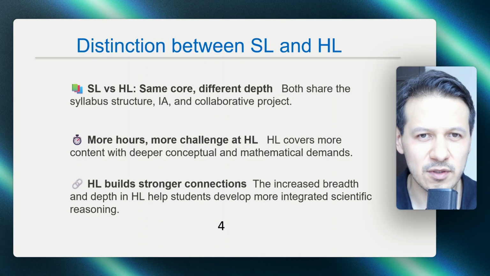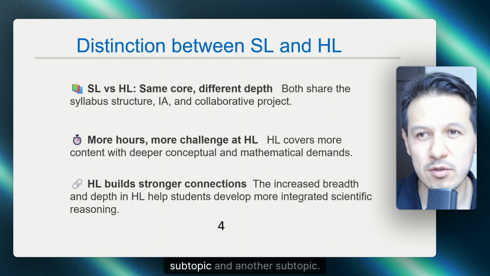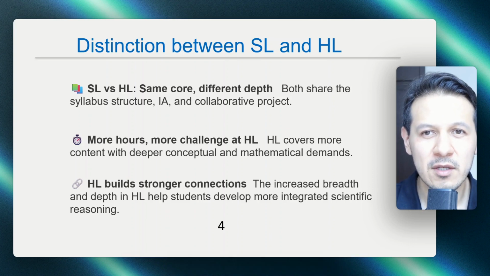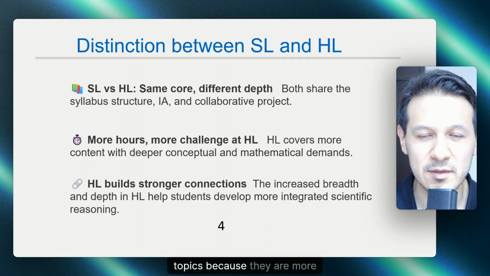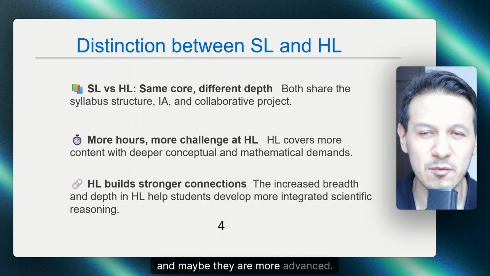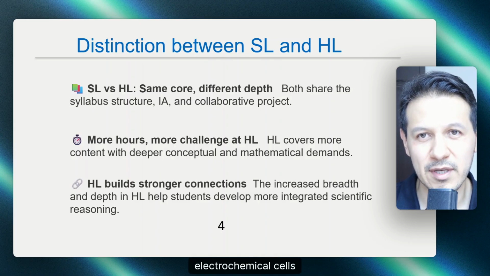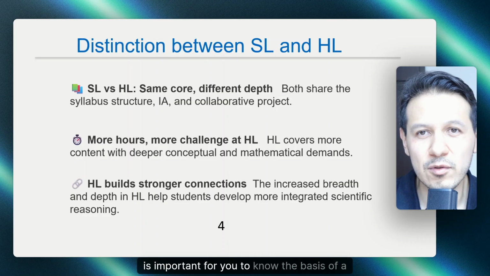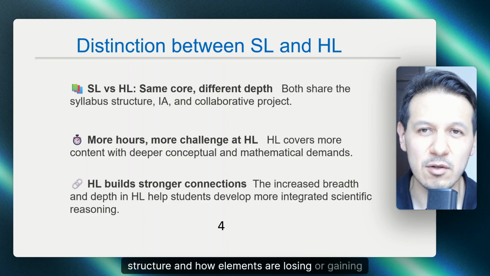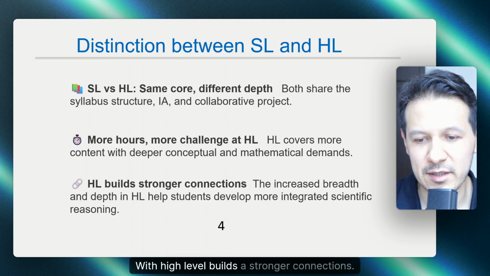In one of the videos, I mentioned that there are many connections between one chapter and another chapter, or one subtopic and another subtopic. Yes? So, of course, we need to use this tool more in the higher level topics because they are more connected and maybe they are more advanced. So, in order to understand redox at the level of electrochemical cells and the Nernst equation, it's important for you to know the basis of atomic structure and how elements are losing or gaining electrons. Okay, so this is what I mean with higher level builds stronger connections.